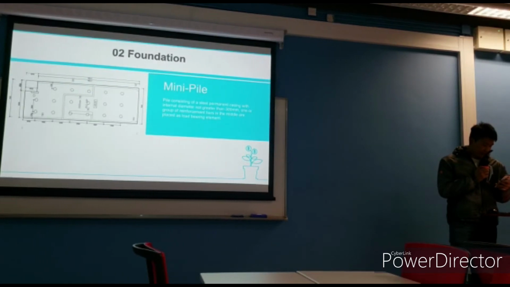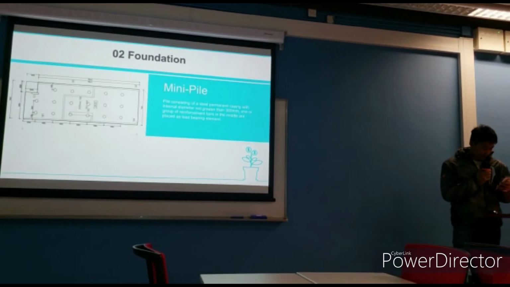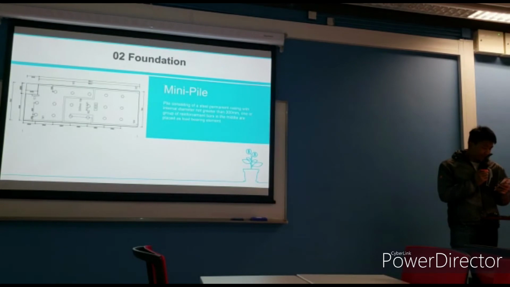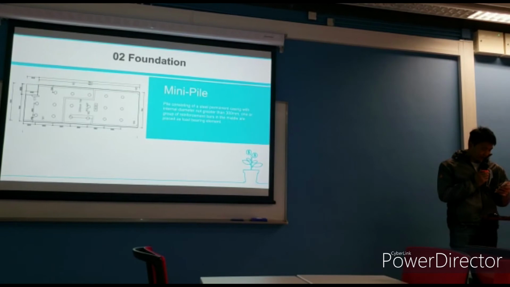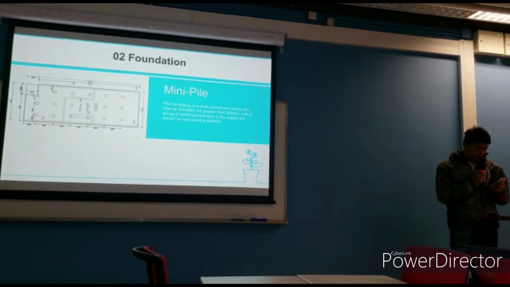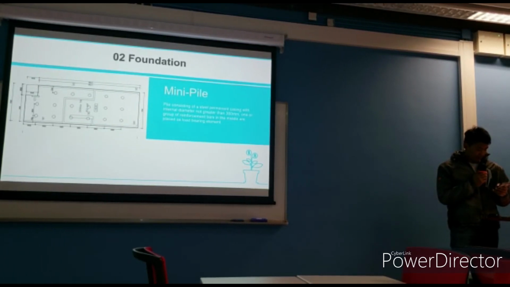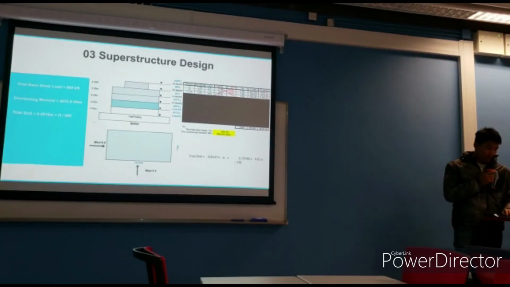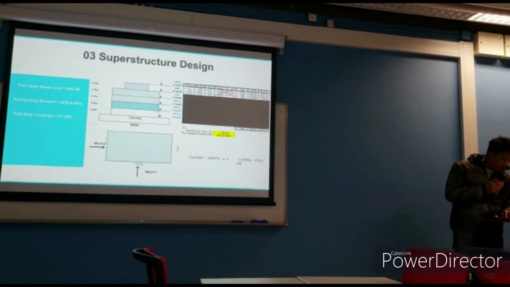By definition, a mini pile is a pile consisting of a steel permanent casing with internal diameter not greater than 300 mm. One or a group of reinforcement bars in the middle are placed as load-bearing element. The cavity in between will be filled with grout so that its rigidity can be improved. The core of the mini pile will usually be socketed into the rock to increase its ability to resist uplift. And here is some structure design for the house.